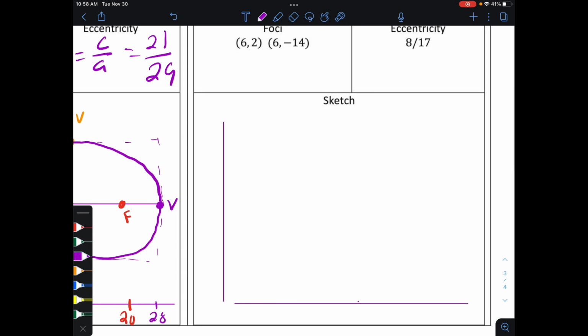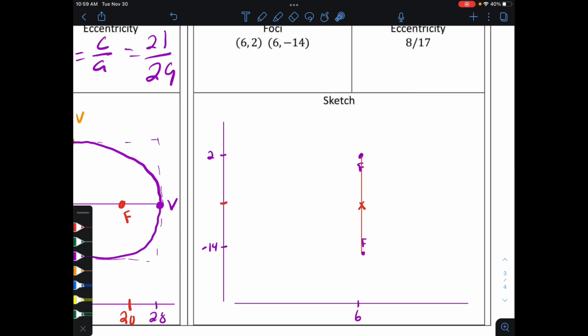Our foci both have an x value of 6. I got a y value of 2 and a y value of -14. All right, so we got a focus, the bottom, the top. Well, in between our foci, right smack in the middle, should be our center. So I need to figure that part out.